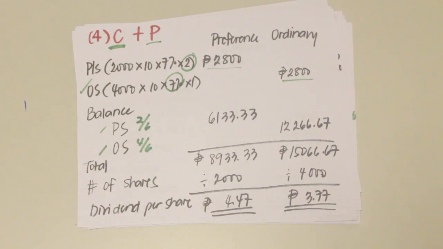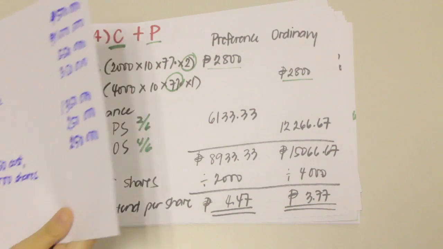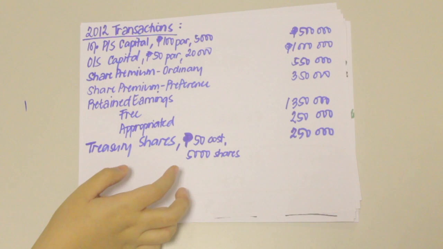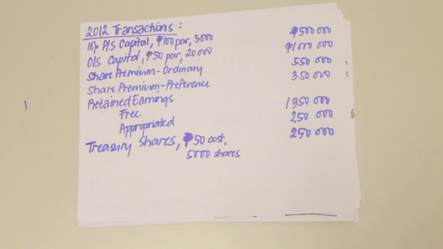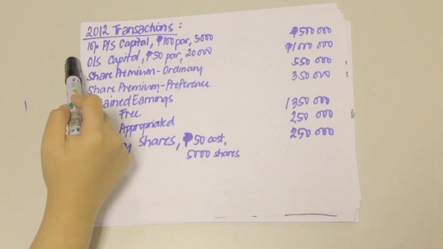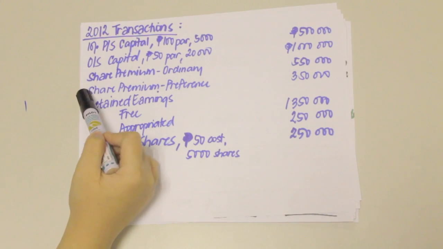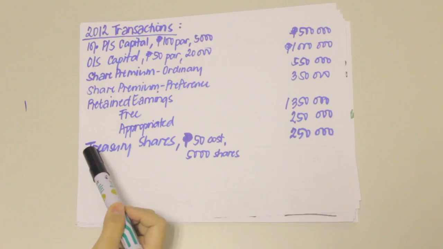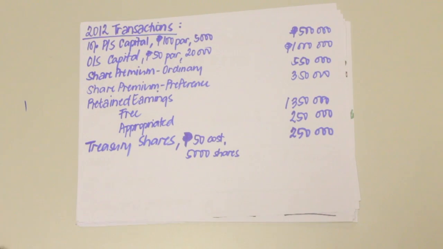Now we move on to the preparation of the statements of shareholders' equity. I'm going to give you a sample problem to understand the process. First, given these balances at the beginning of 2013: preference shares capital, ordinary shares capital, share premium for ordinary shares, share premium for preference shares, retained earnings, free and appropriated, and then treasury shares worth 250,000.